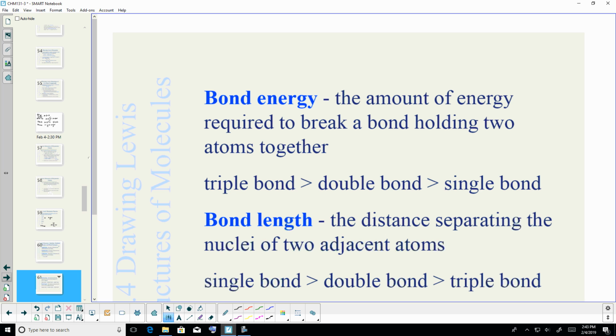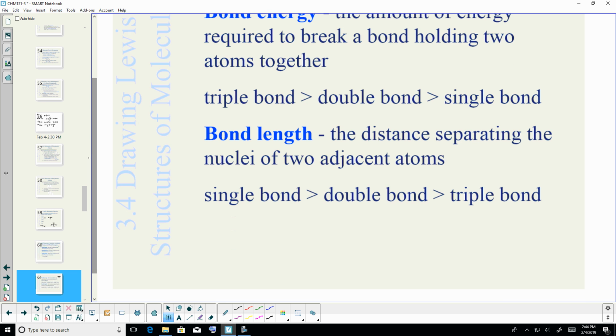The bond energy, the amount of energy required to break a bond. So if I'm going to break this yardstick, it's going to require a certain amount of energy. If I cut it in half and put the 2 pieces on top of each other, it's going to require more. If I were to cut it in thirds and stack all 3 pieces, it would be even more. So it's harder to break a triple bond than a double bond, than a single bond. A single bond is longer than a double bond, which is longer than a triple bond. That's all they're saying about that.